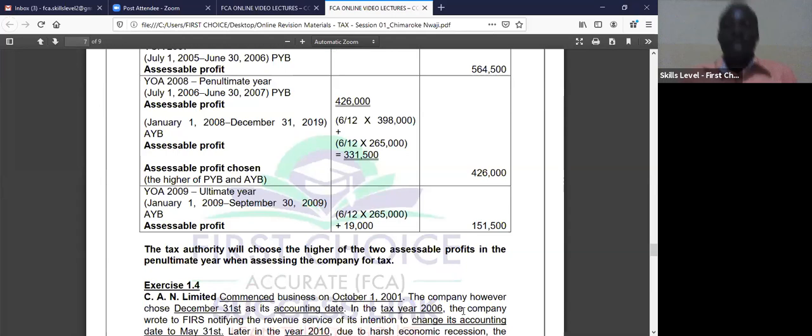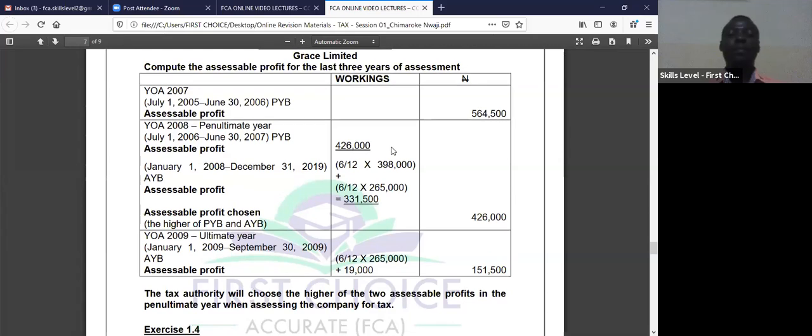So you see here, the tax authority will choose the higher of the two assessable profits in the ultimate year when assessing the company for tax. So you see here, one.